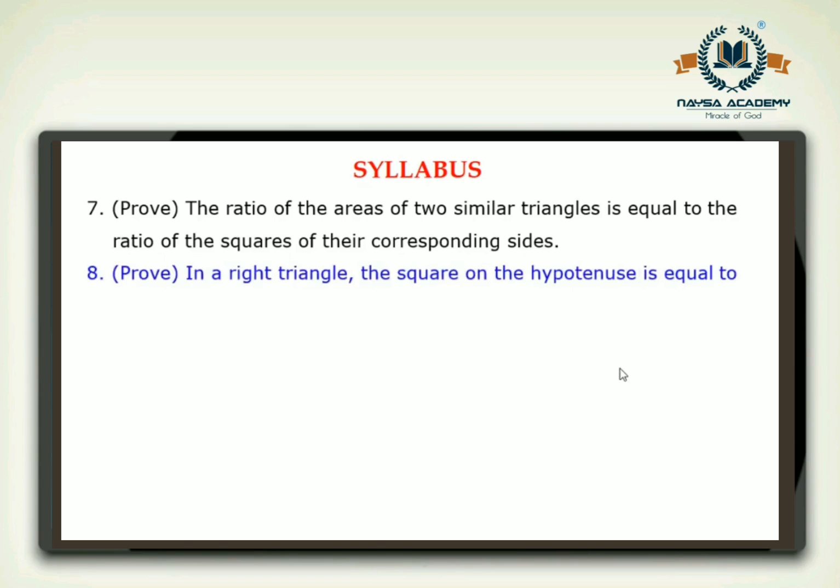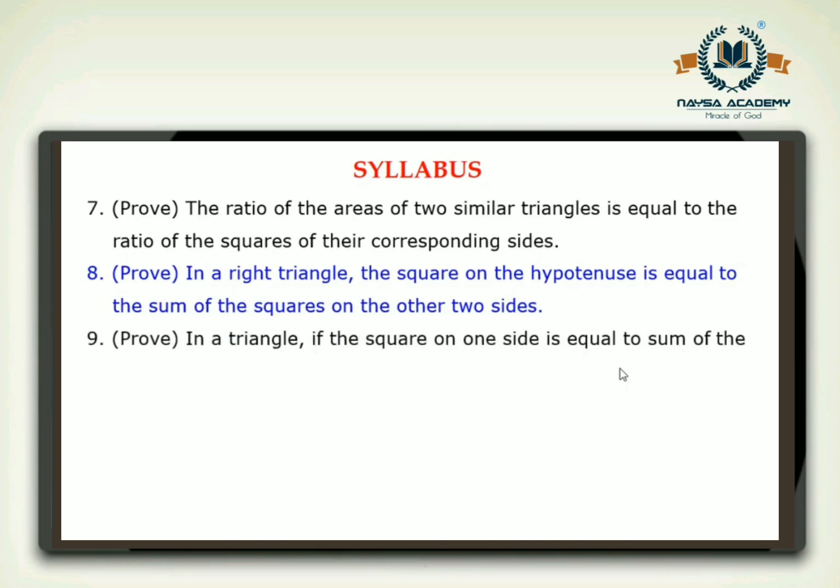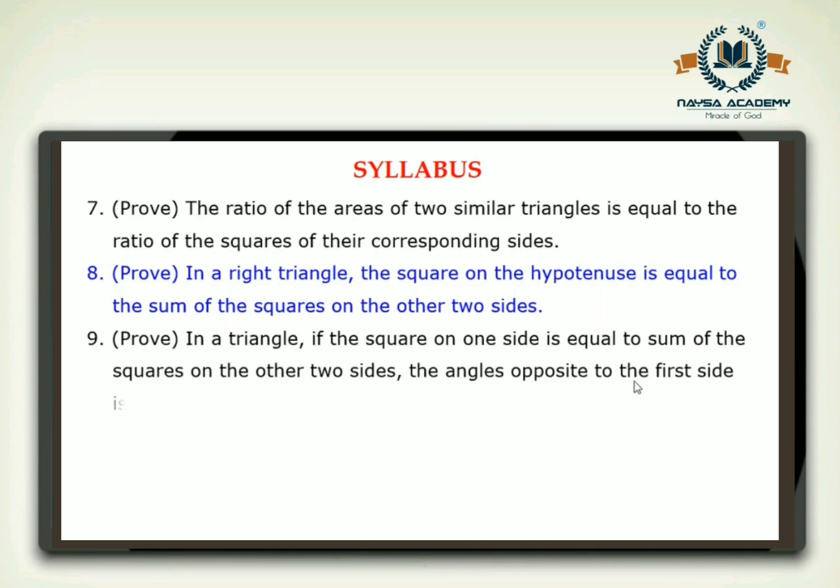Again we have to prove that in a right angle triangle the square of the hypotenuse is equal to the sum of squares on the other two sides. That is, we have to prove Pythagoras theorem. We have to prove that in a triangle, if the square on one side is equal to the sum of squares on the other two sides, the angle opposite to the first side is a right angle. That is, this is a proof of the converse of Pythagoras theorem. So there are a lot of proofs that we have to see in this particular chapter. So this chapter is going to be a big one.